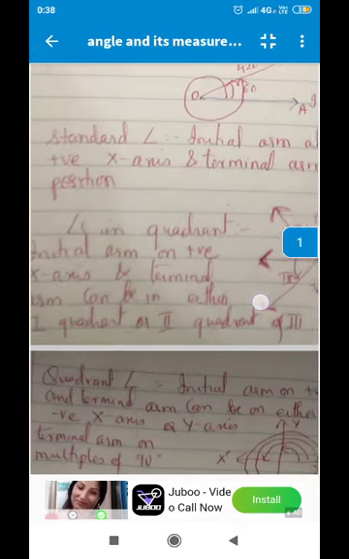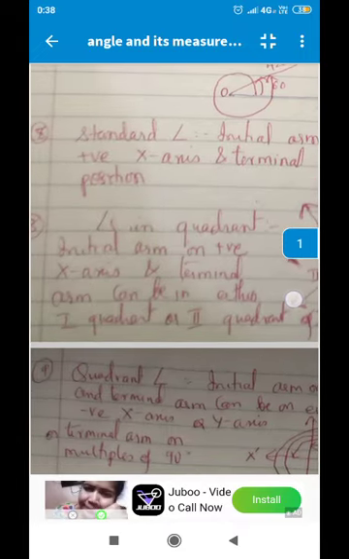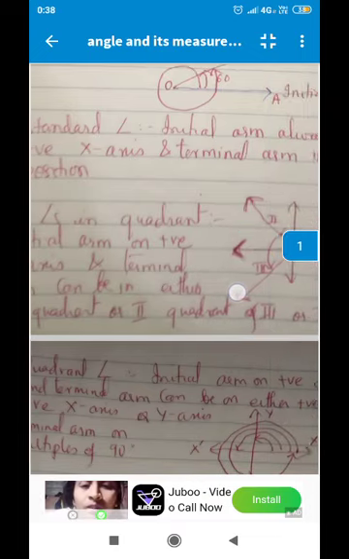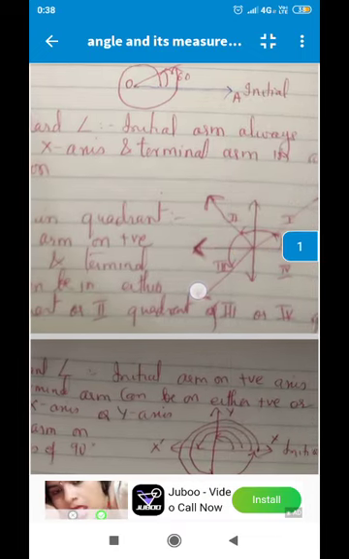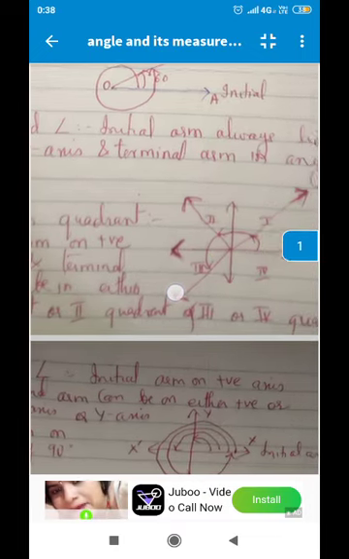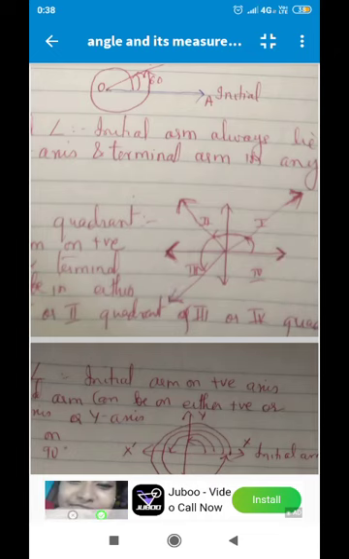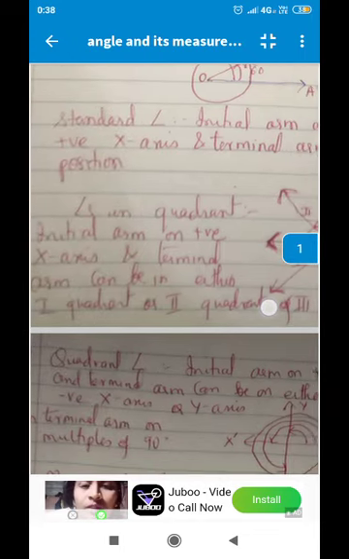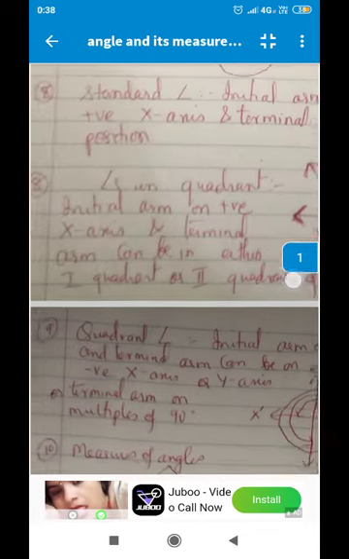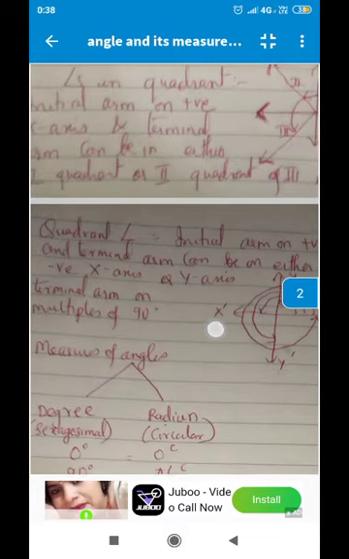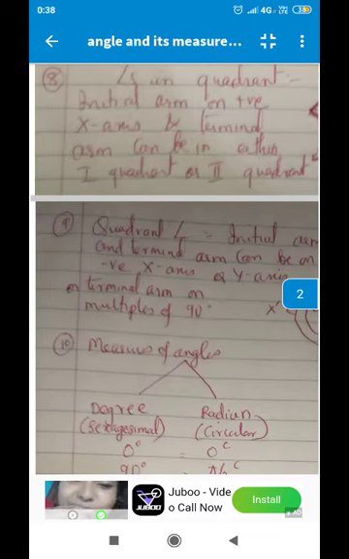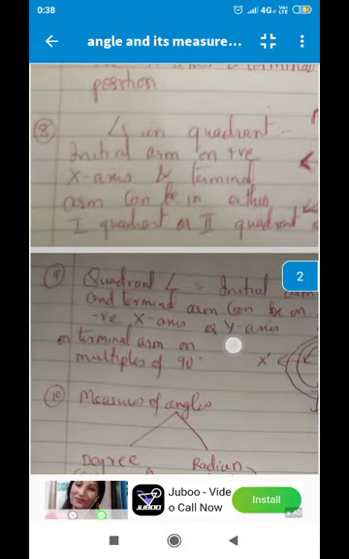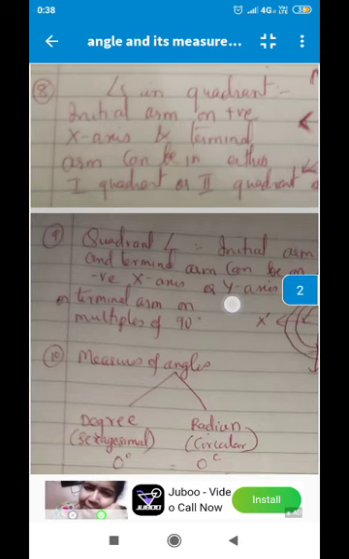Now the initial arm is on the positive x-axis, and the terminal arm can lie either in the first quadrant, or in the second quadrant, or third, or in the fourth quadrant, anywhere between these four quadrants, and therefore they are called angles in quadrant. Now another term is used, quadrant angle. See, there is a difference: angles in quadrant and quadrant angle.